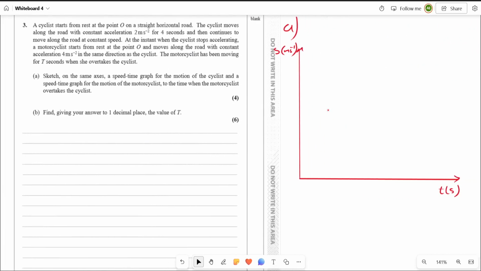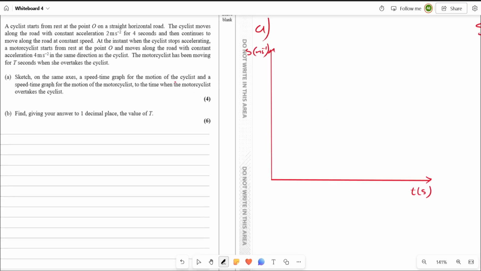Okay, so let's first start to draw the cyclist. The cyclist starts from rest, which means that it was at a speed of 0. You always think here about the speed. Speed was 0 meters per second at time t equals 0. The cyclist was accelerating with an acceleration of 2 meters per second squared for 4 seconds.